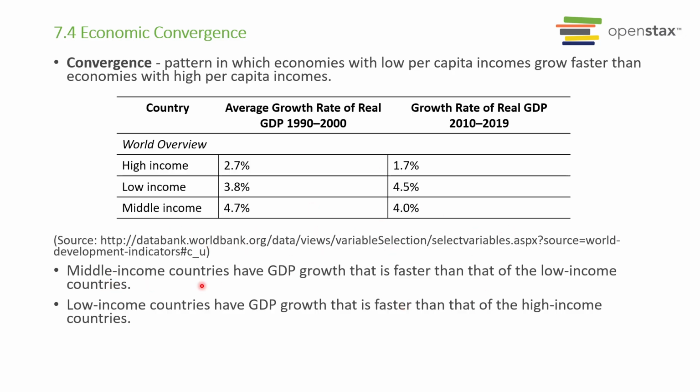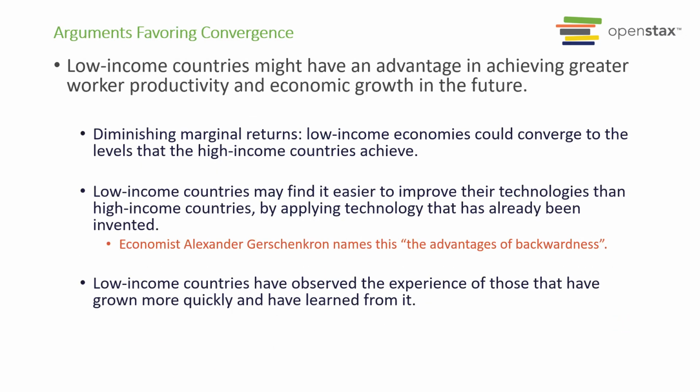But here is a nice snapshot of some of those. So here it says middle income countries have GDP growth that is faster than that of the low income countries, and then low income countries have GDP growth that is faster than that of the high income countries. So interesting look there. So here are some arguments that favor convergence. It isn't 100% certain that this happens. So there are arguments for and against. So here are some arguments for it.